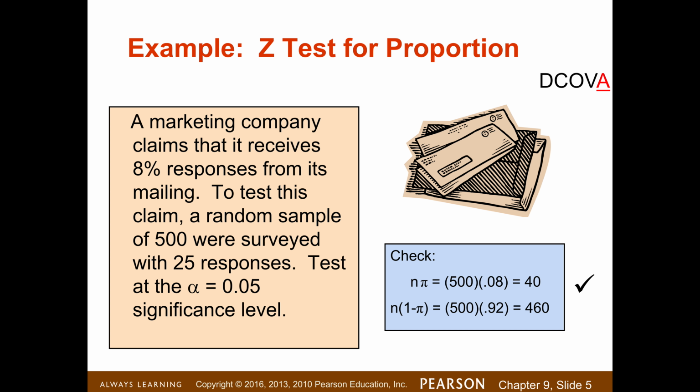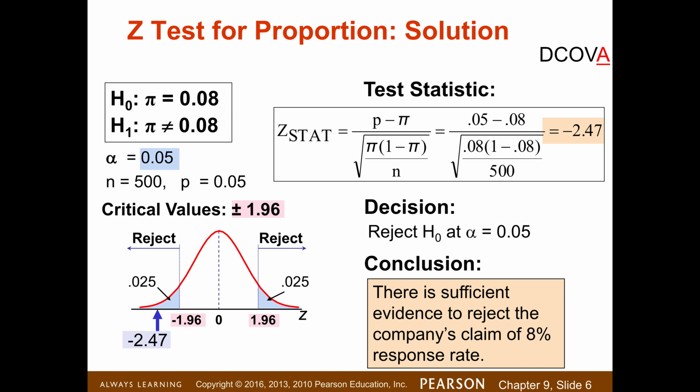So to test this claim, a random sample of 500 were surveyed, and there were 25 responses. There were 475 non-responses. So test at alpha equal 0.05. Over in your little blue box there with the check mark beside it, you can see that they multiplied 500 times 0.08, n times pi. They got 40, bigger than 5. N times 1 minus pi, 500 times 0.92, 460, bigger than 5. So we've satisfied the assumptions.